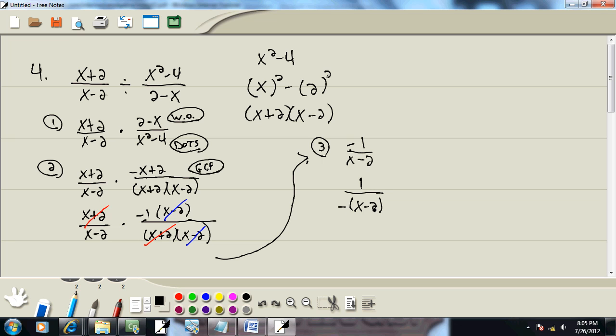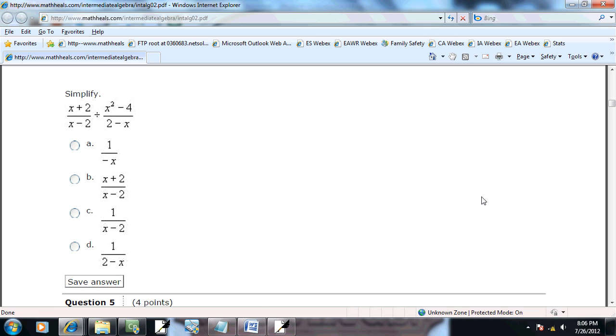And then they take that negative and multiply it through. It's like a negative 1 here, remember? So this becomes 1 over negative x plus 2, which is 1 over 2 minus x. And that's our answer. D.